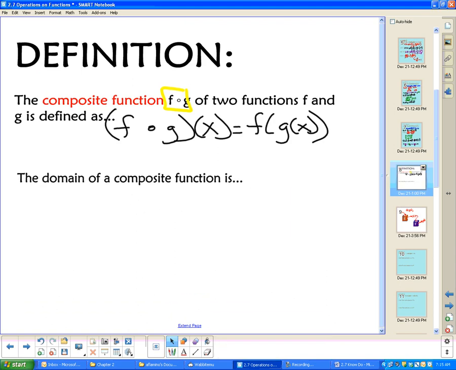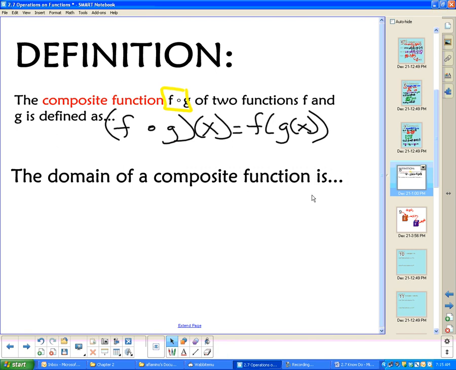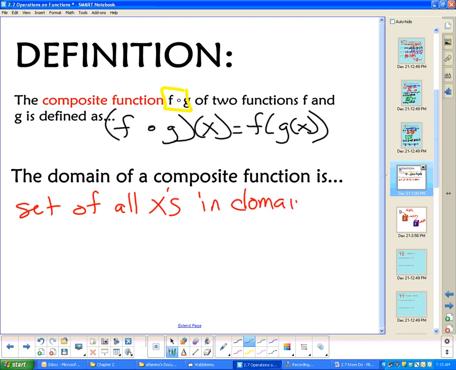Now, the domain of the composite function is a bit of a toughie there. So we're going to take a few minutes and definitely talk about that to try to help that out there. All right, I'm going to go a little bigger for emphasis. Okay, the domain of the composite function is going to be the set of all x's, or inputs, in the domain of g. Now here, there's nothing special about g except for the fact that it would be the first function that we would be using in that linking process.